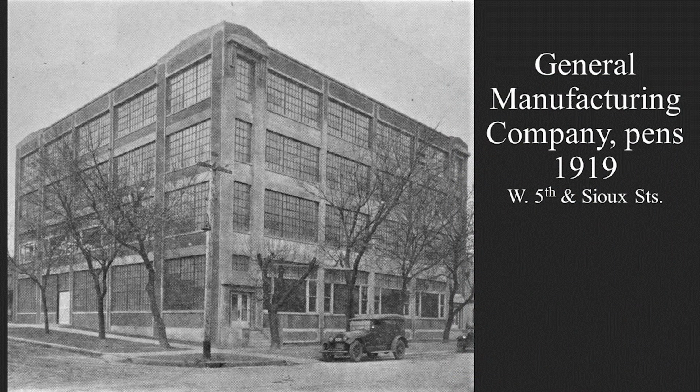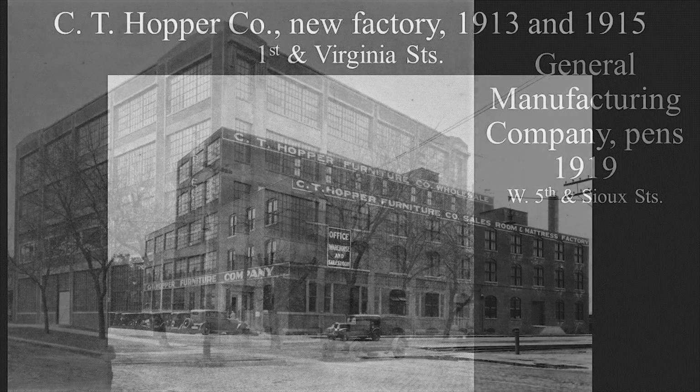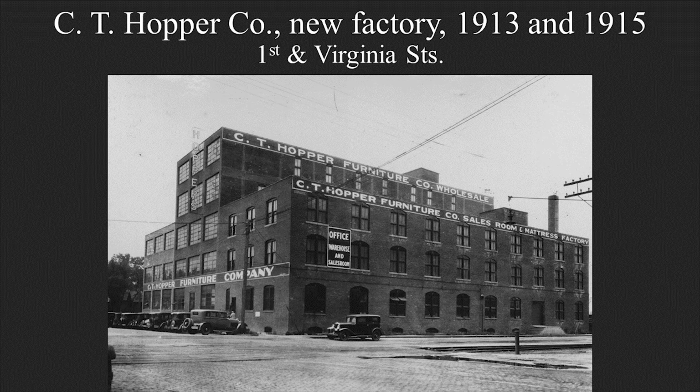Also manufacturing pens was the General Manufacturing Company, which started in Sioux City in 1919 and built this factory at West 5th and Sioux Streets. C.T. Hopper & Company, which had been a Sioux City manufacturer and wholesaler since 1883, built a new factory in 1913, which you can see here in the foreground, and then the 5-story structure in the center was built in 1915. These are located at 1st and Virginia Streets.